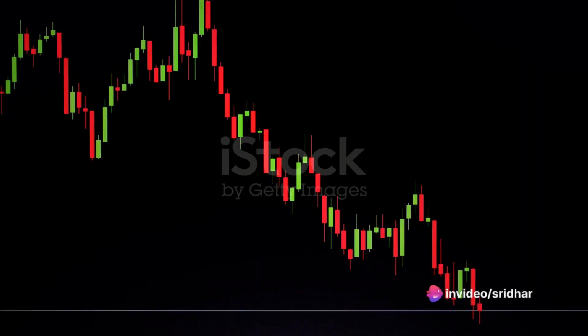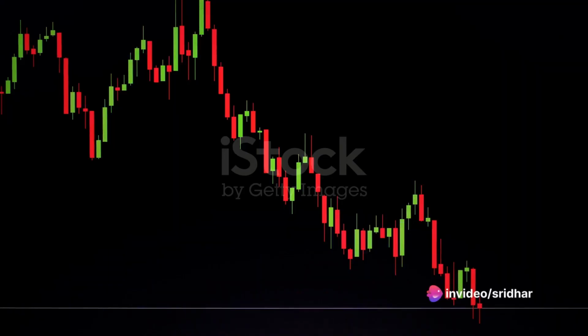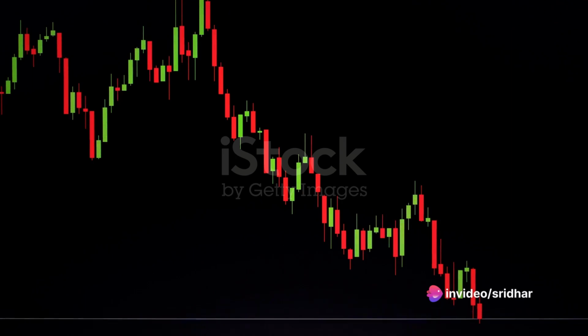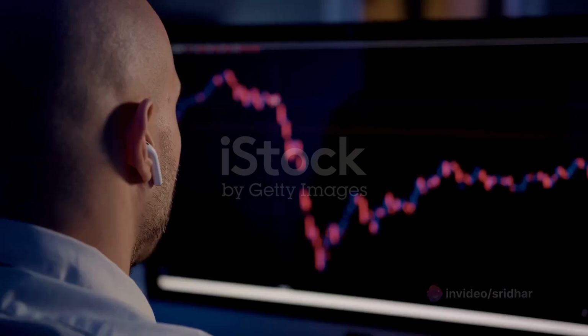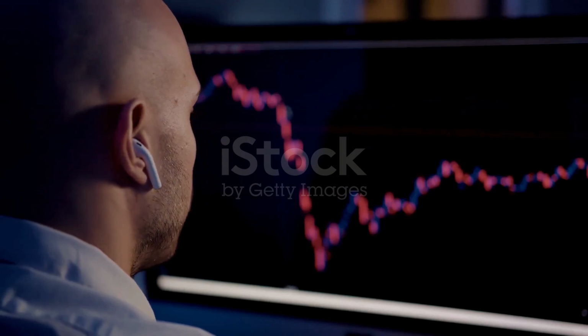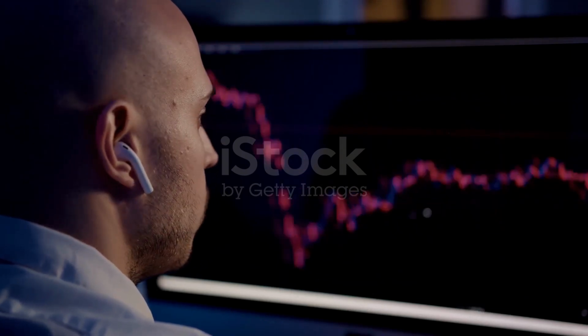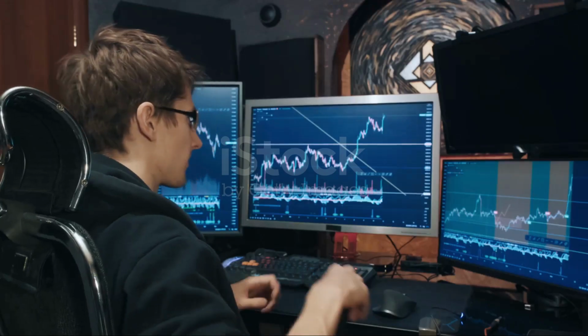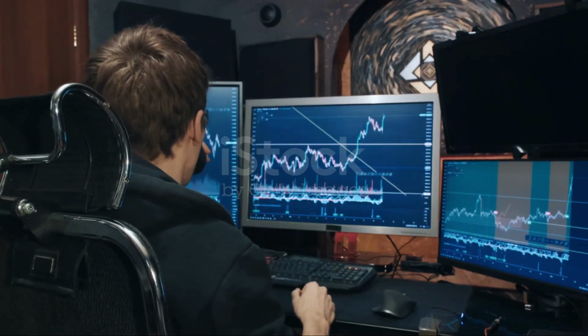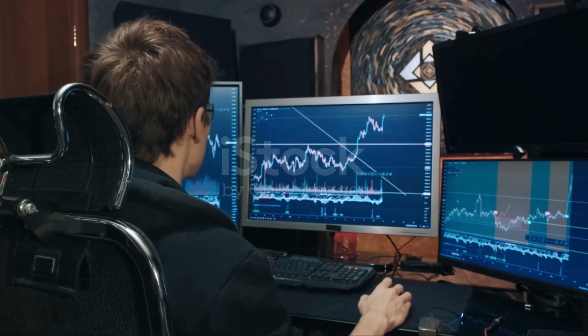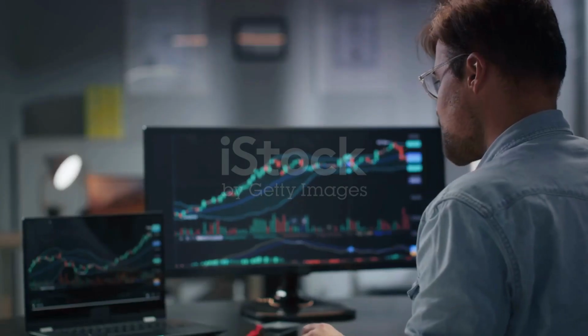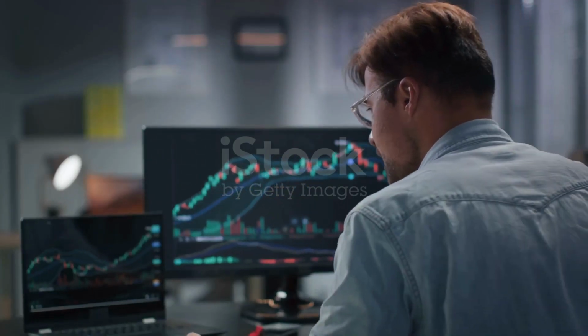Finally, always remember to use proper risk management. No matter how confident you are in your analysis, there's always a risk that the market will move against you. So always have a plan for managing your risk and never invest more than you can afford to lose. Remember, Fibonacci is a powerful tool in your trading arsenal, but it's not a magic bullet. Always use it wisely and in combination with other analysis techniques.